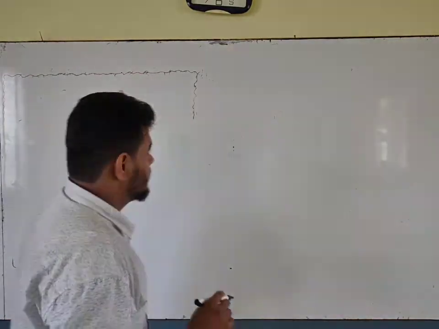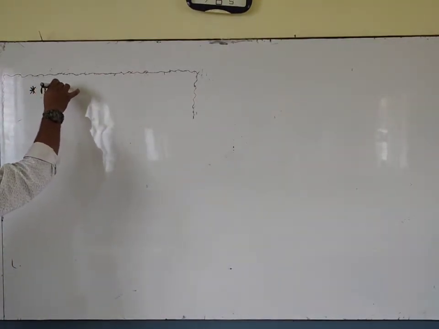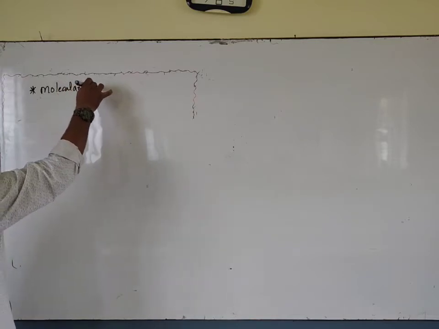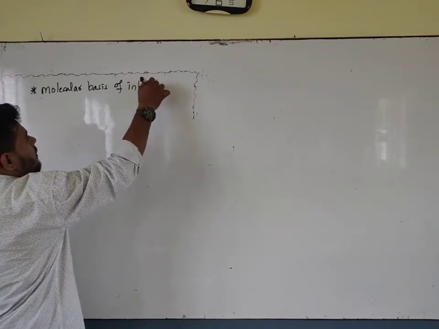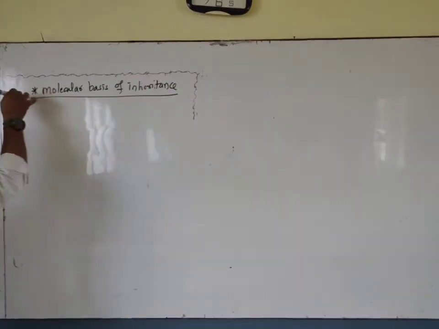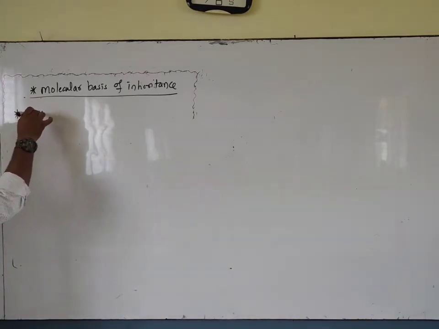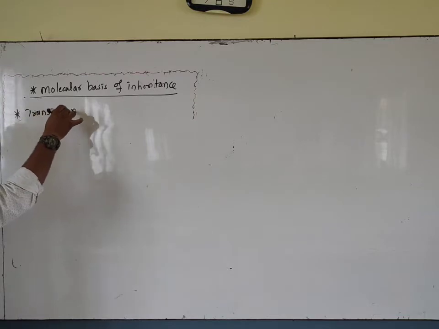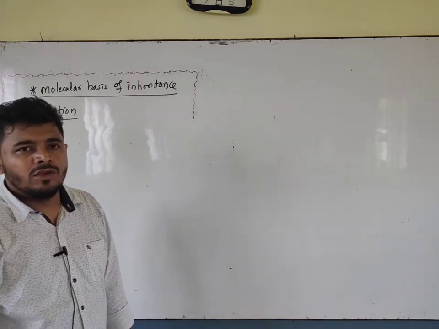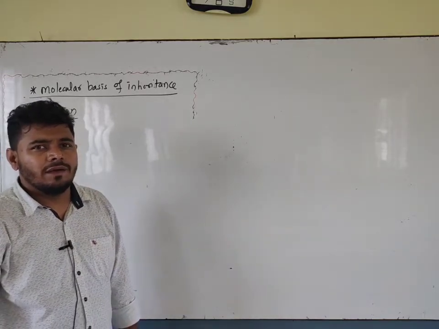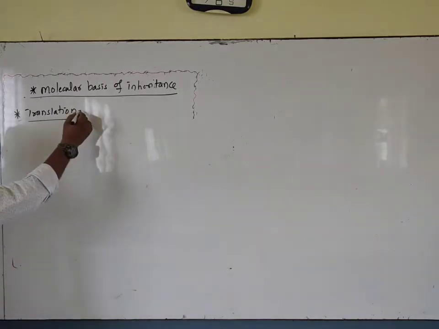In the last class, in the chapter molecular basis of inheritance, we discussed translation, the process of polymerization of amino acids based on the nucleotide sequence present on mRNA. Okay, so that is the concept we have discussed.